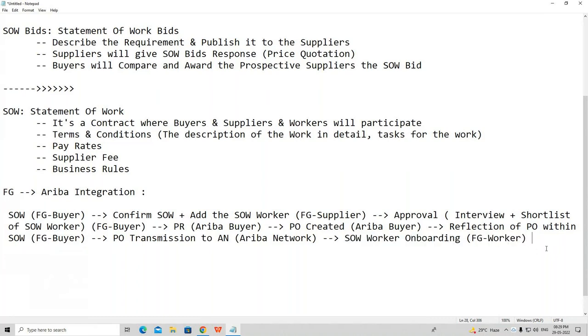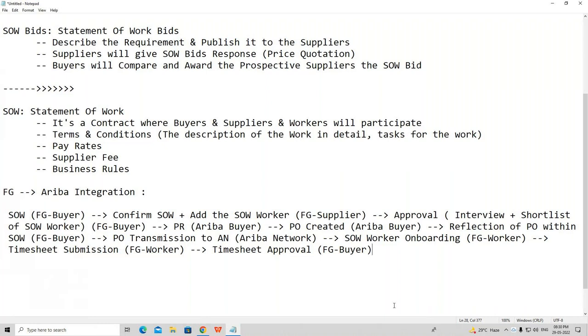After the working, what will happen? After every month, timesheet submission by whom? By the FG worker will happen. This will go to where? This will go to the FG buyer.